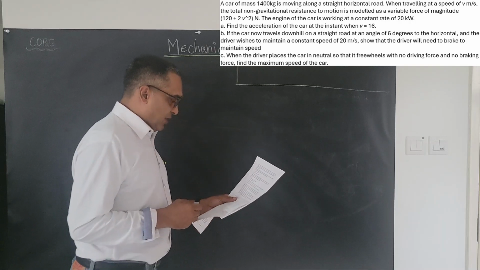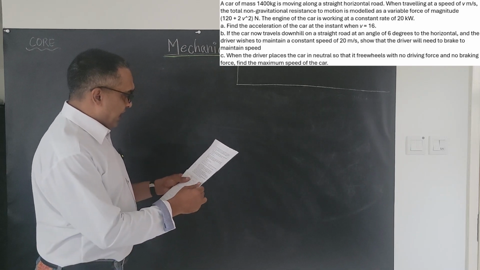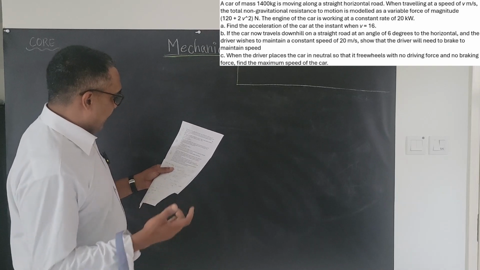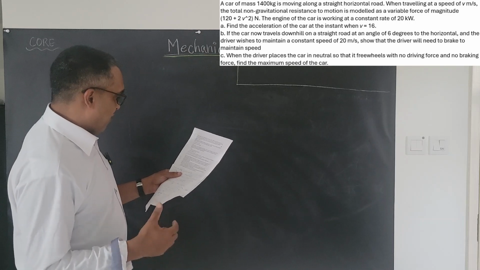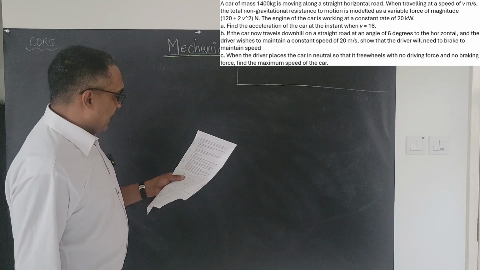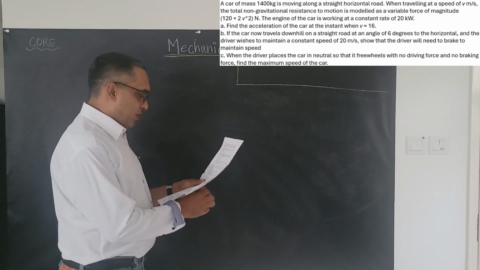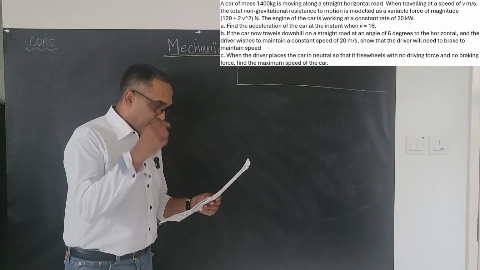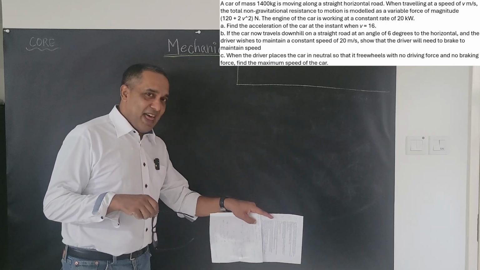Let's take a look and work this out one part at a time, because they've clearly split it out. They've given you a model, they ask you to find acceleration, then they change it to downhill. So we'll do this in parts. This is an A-level problem, and I can tell because it says show that the driver will need to brake to maintain speed. So it's not saying calculate a value.